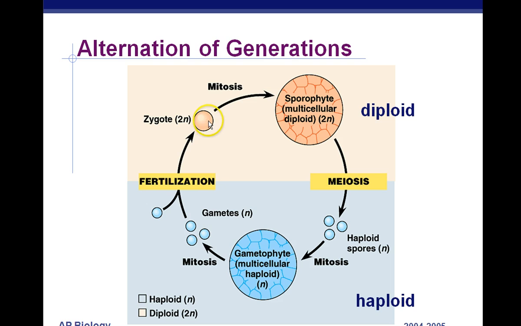So go and sketch this out and go through it several times until you got this down. This is kind of complicated. We start with a zygote. See if you can do this from memory.